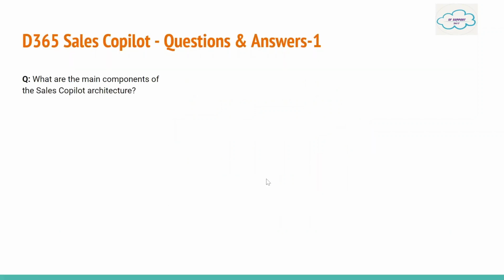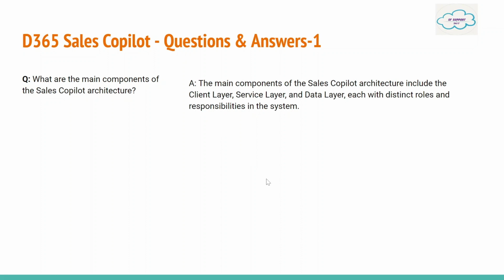Let's get started. What are the main components of Sales Copilot architecture? There are three main components: one is the client layer, the service layer, and the data layer. Each layer has distinct roles and responsibilities in the system.